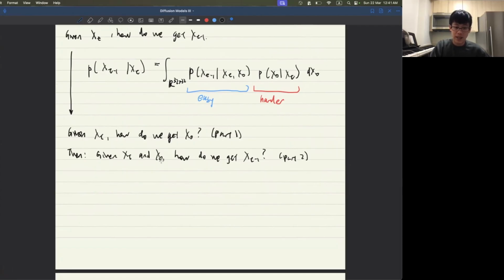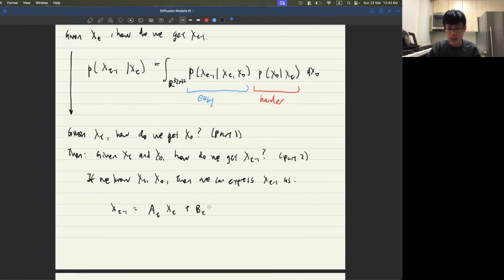So given xt and x0, how do we get xt minus 1? I'm just going to make a straightforward claim over here that if we know xt and x0, then we can express xt minus 1 as a linear combination of xt and x0 and some noise. So we can express xt minus 1 as at times xt plus bt times x0 plus ct times normal(0, I). Right, so it's a linear combination of xt, x0, and some random noise.